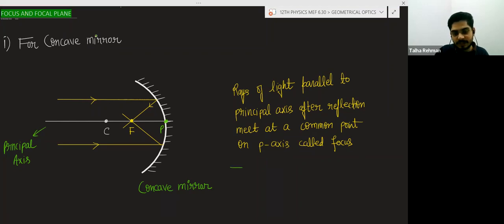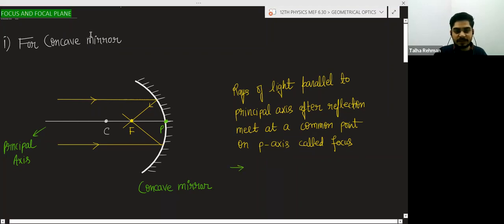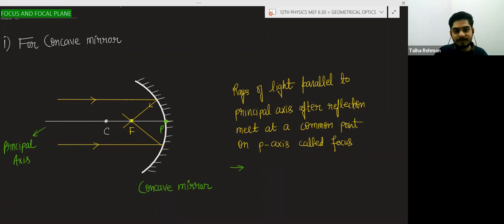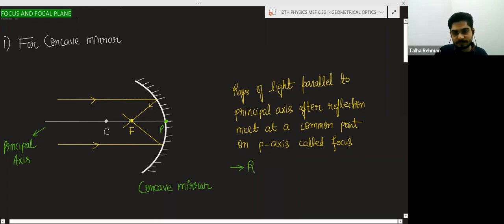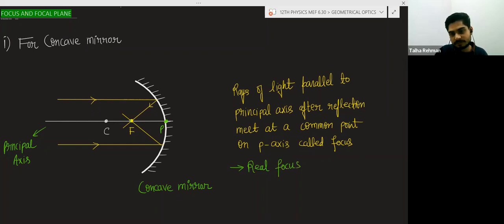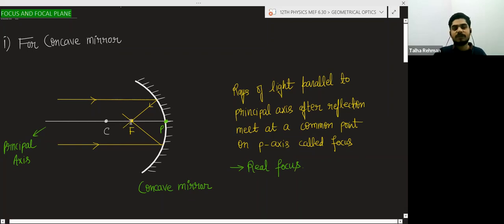And remember one thing here: as these rays of light are actually meeting at the focus, the concave mirror will have a real focus. Rays of light are actually meeting, so the concave mirror has a real focus.